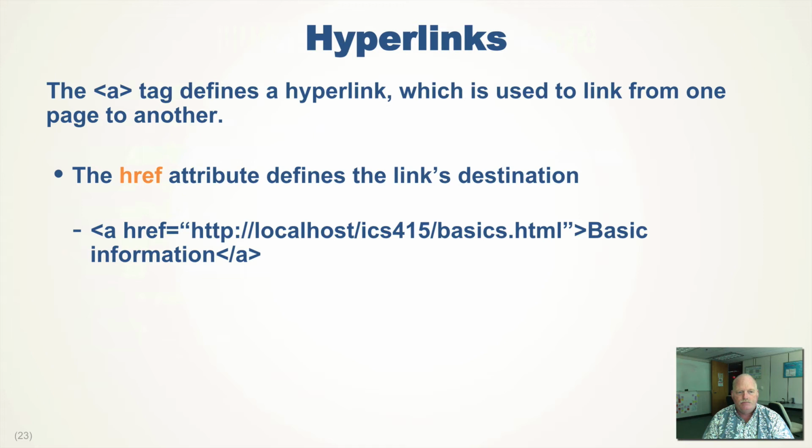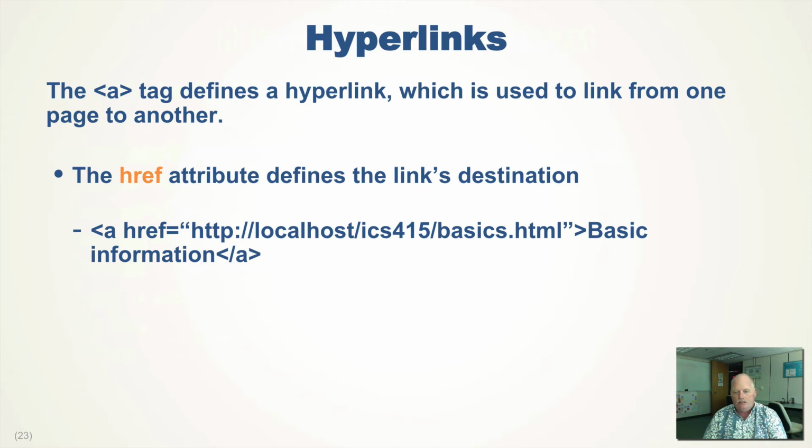Link tags define a hyperlink which you can click on to go to another page, another resource, another thing. And the href attribute, very specific, defines the destination of the link. So in the example here, we have a link. We say the destination is localhost, ICS 415, basic HTML.